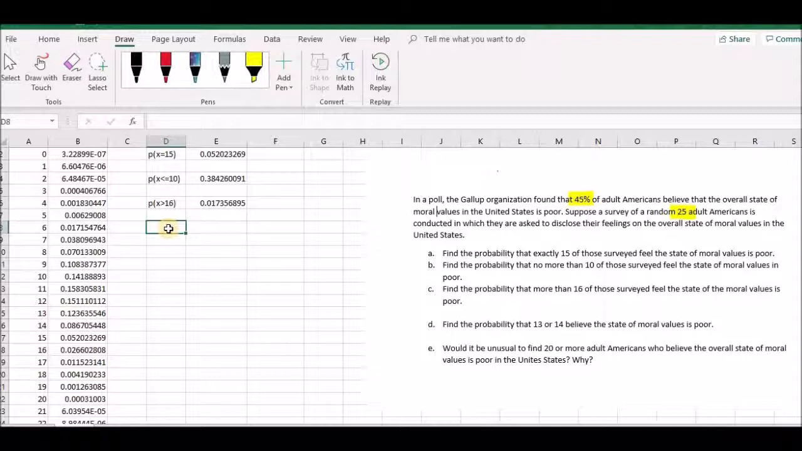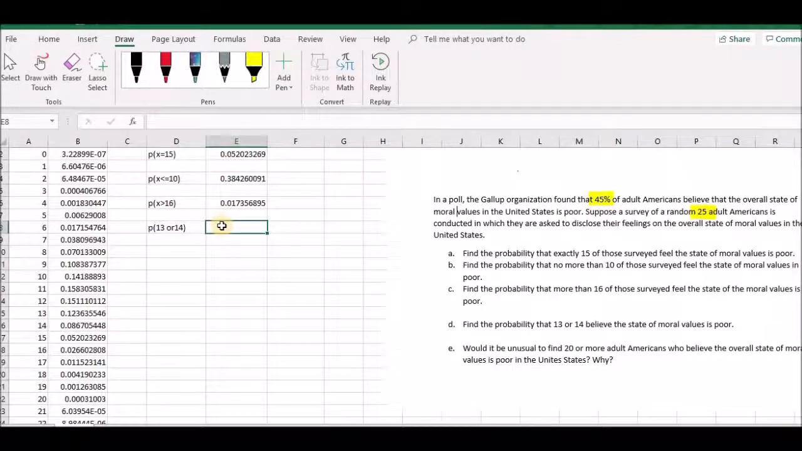Then part D, find the probability that 13 or 14 believe that the state of moral values is poor. So that is exactly the probability of 13 or 14, which is equal to the probability of 13 plus the probability of 14. So we're going to find the sum of the probability of 13 and the probability of 14 together. And that is the answer to part D.